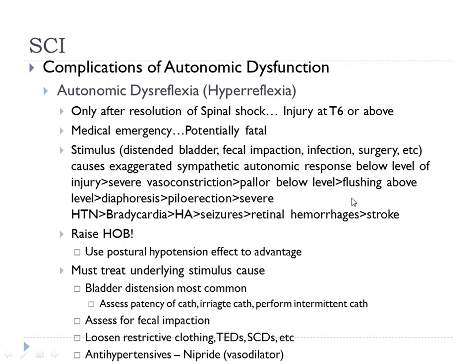You can assess for fecal impaction. You can do a rectal exam. You can encourage the physician to order an abdominal x-ray. But you don't necessarily want to de-impact the patient immediately, because that can cause an opposite reaction, and the patient will quickly drop their blood pressure because their vagus nerve, cranial nerve 10, can be stimulated. So you can assess for a fecal impaction, but don't go trying to de-impact them without calling the physician first. Okay?